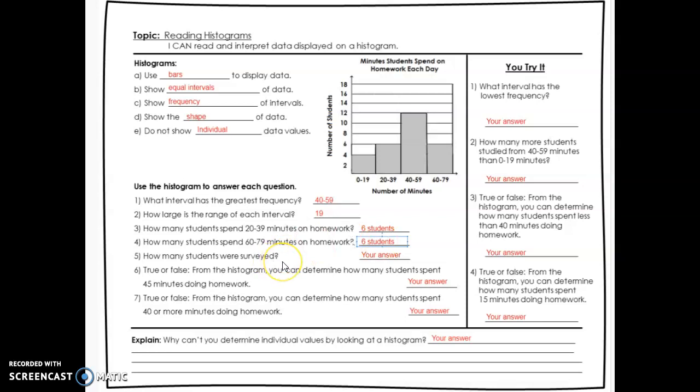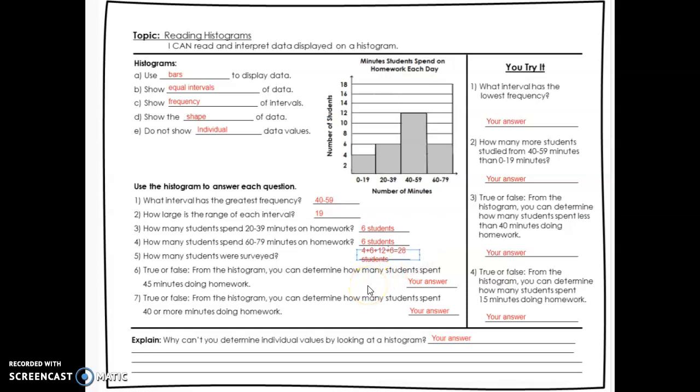Our next one is how many students were surveyed. So there were 4 here. I'm just going to keep track of those here. So there was 4, plus there are 6 more here, plus there are 12 here. So far we're at 4 plus 6 is 10, plus 12 is 22, and then we have plus 6 more. So that will give us 28 students. So 28 students total.